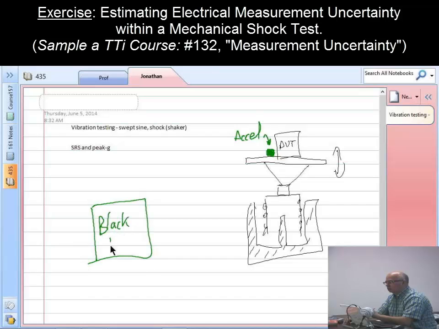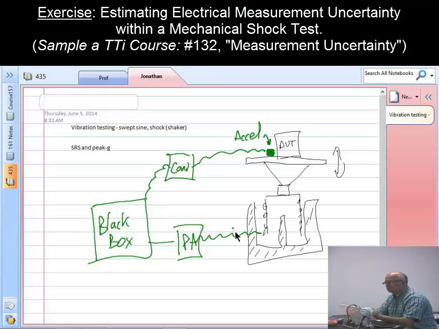A lot of times you'll have additional accels to monitor different parts of the package. Sometimes you can even put accels on the CCAs or on different parts of the shaker just to make sure that things aren't going to get over-tested. And there's usually also a test article protector to make sure that your package isn't going to see something that it shouldn't. Will that do as a block diagram?